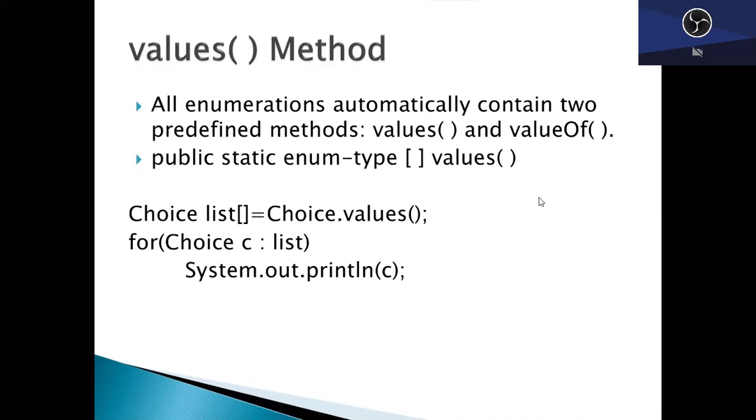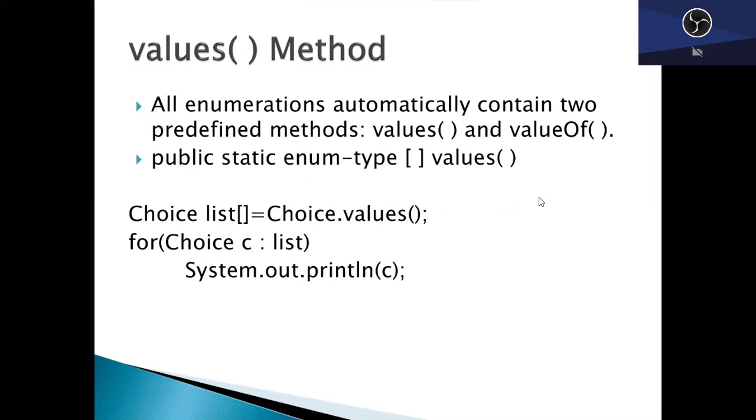Remember, values is a method of the enumeration, so I have to call it with the name of the enumeration. So choice.values returns to me a list of all values of choice. Choice has three values: yes, no, and maybe. These three values will be stored in this array. So the first element, list 0, would be yes, list 1 would be no, and list 2 would be maybe.